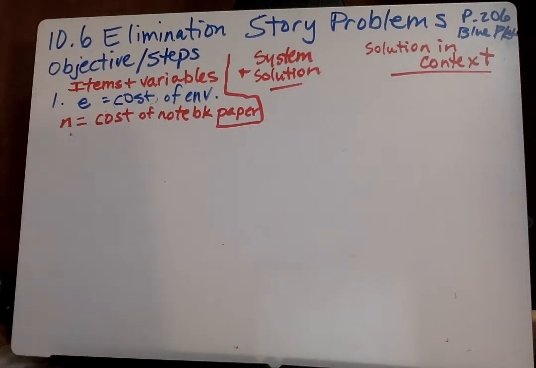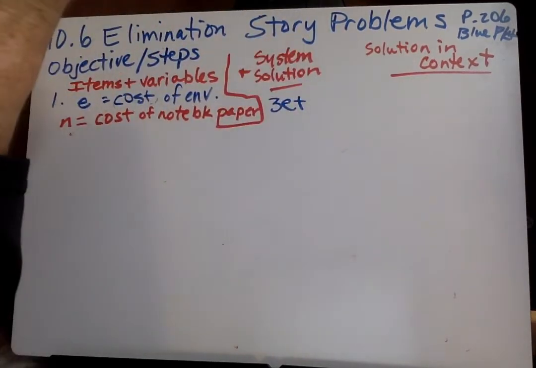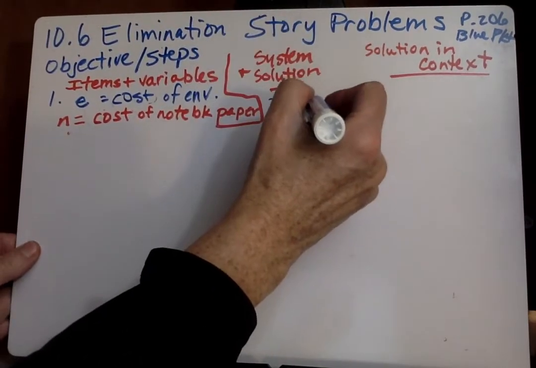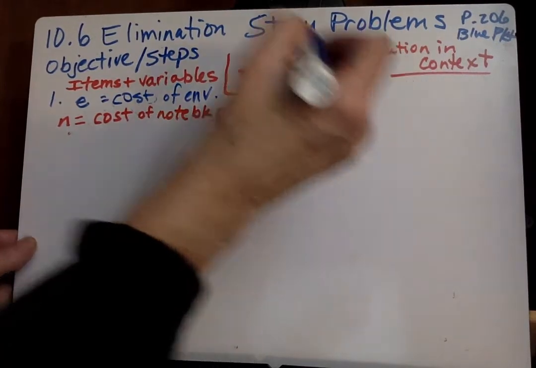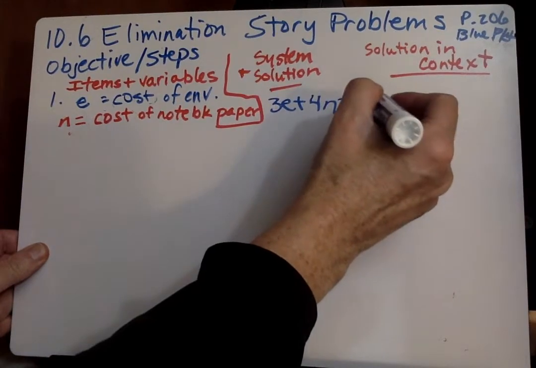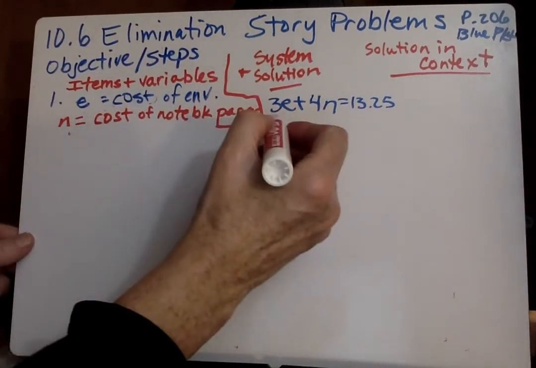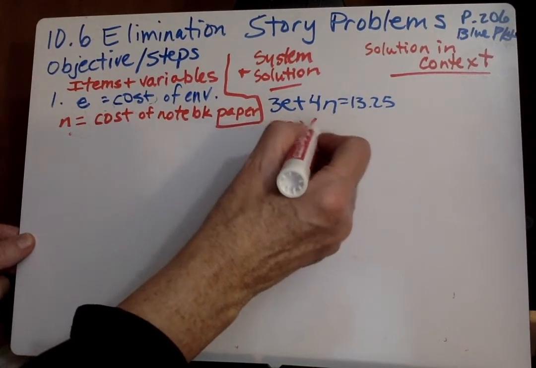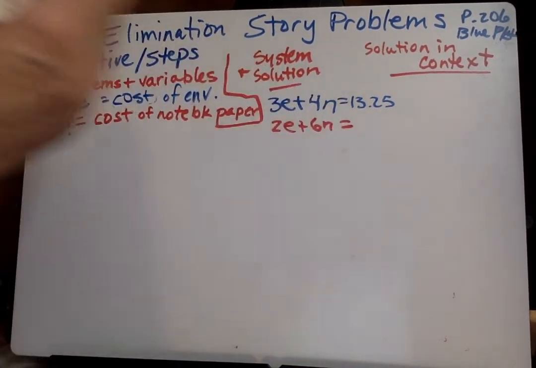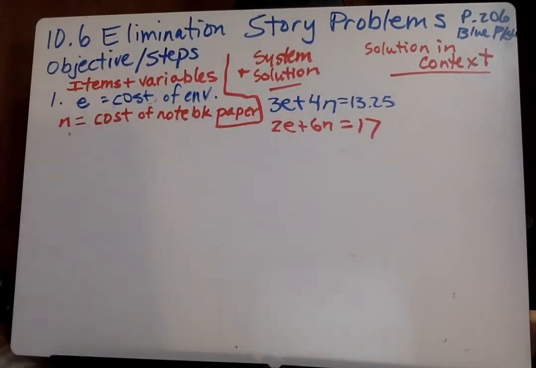It says first 3 boxes of envelopes plus 4 boxes of notebook paper equals $13.25. Then it says 2 boxes of envelopes plus 6 boxes of notebook paper equals $17. Find the cost of each.